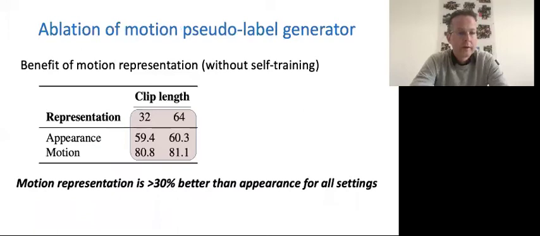So here is our first ablation study that shows the benefit of this motion representation on UCF101. So we directly train a model here on the UCF101 training set, and we report results on the test set to show the benefit of having a motion representation versus an appearance representation. And as you can see from those results, when we train on motion on this small scale data set, it is really much better, up to 30% better than appearance for the settings that we evaluated.